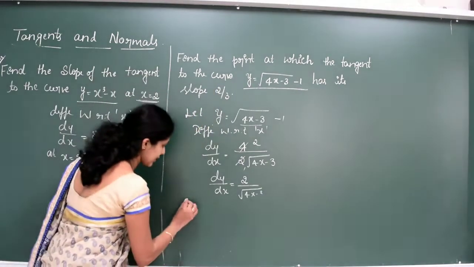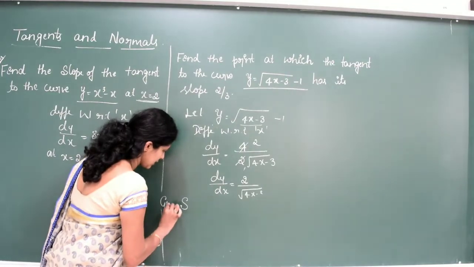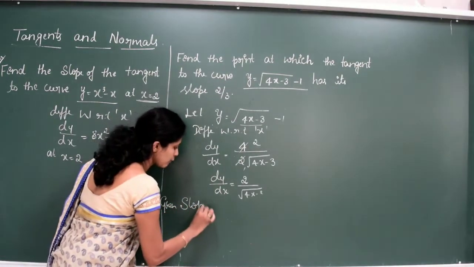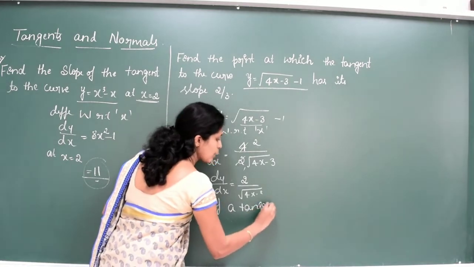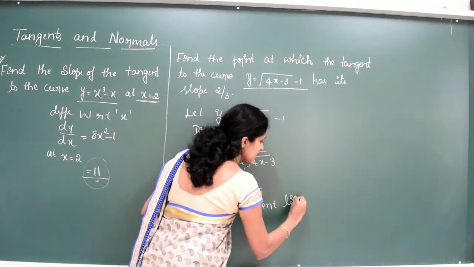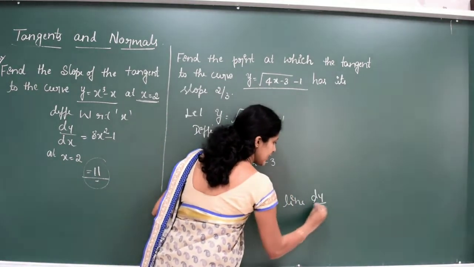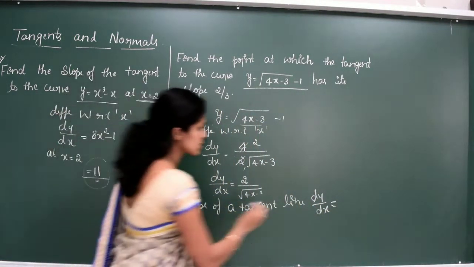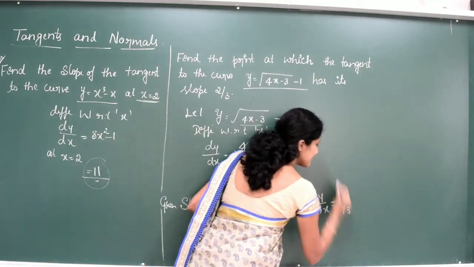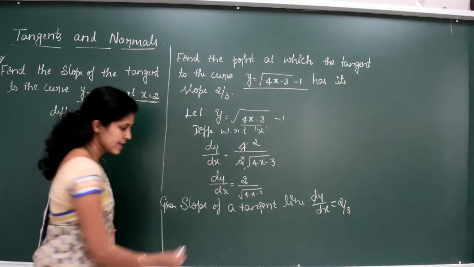Given, what is, we will write that: given slope of a tangent line. Given slope of a tangent line, what is it? dy by dx, the slope of the tangent line, is given as 2 by 3. So we will substitute dy by dx as 2 by 3.